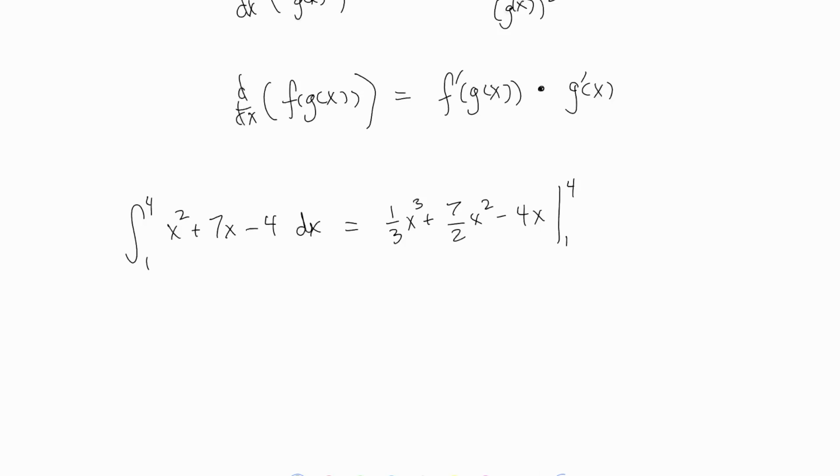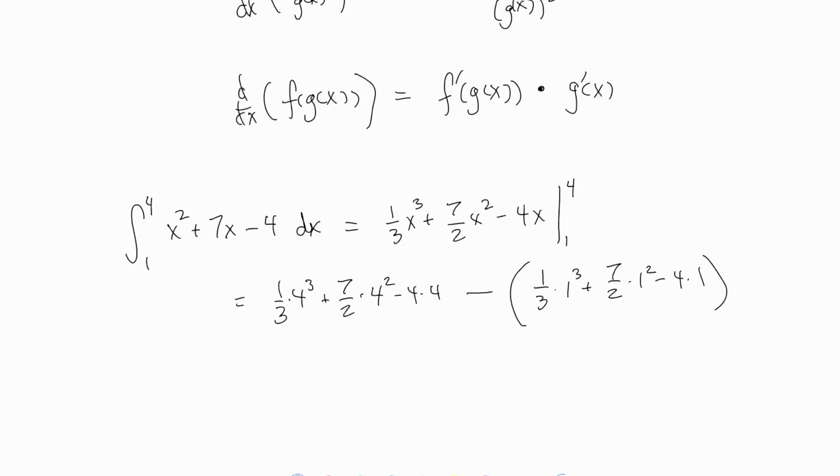So I go like so, 1/3 times 4 cubed plus 7/2 4 squared minus 4 times 4 minus, I plug the 4 everywhere for x, and then I go minus. It's always minus here. And then you should probably put parentheses. And then I'm going to plug in 1 everywhere for x. So I'm going 1/3, 1 cubed plus 7/2, 1 squared minus 4 times 1. Of course, you don't really have to write these 1s in there, but I'm just trying to be clear about what it is I'm doing. All right? And that's my answer.